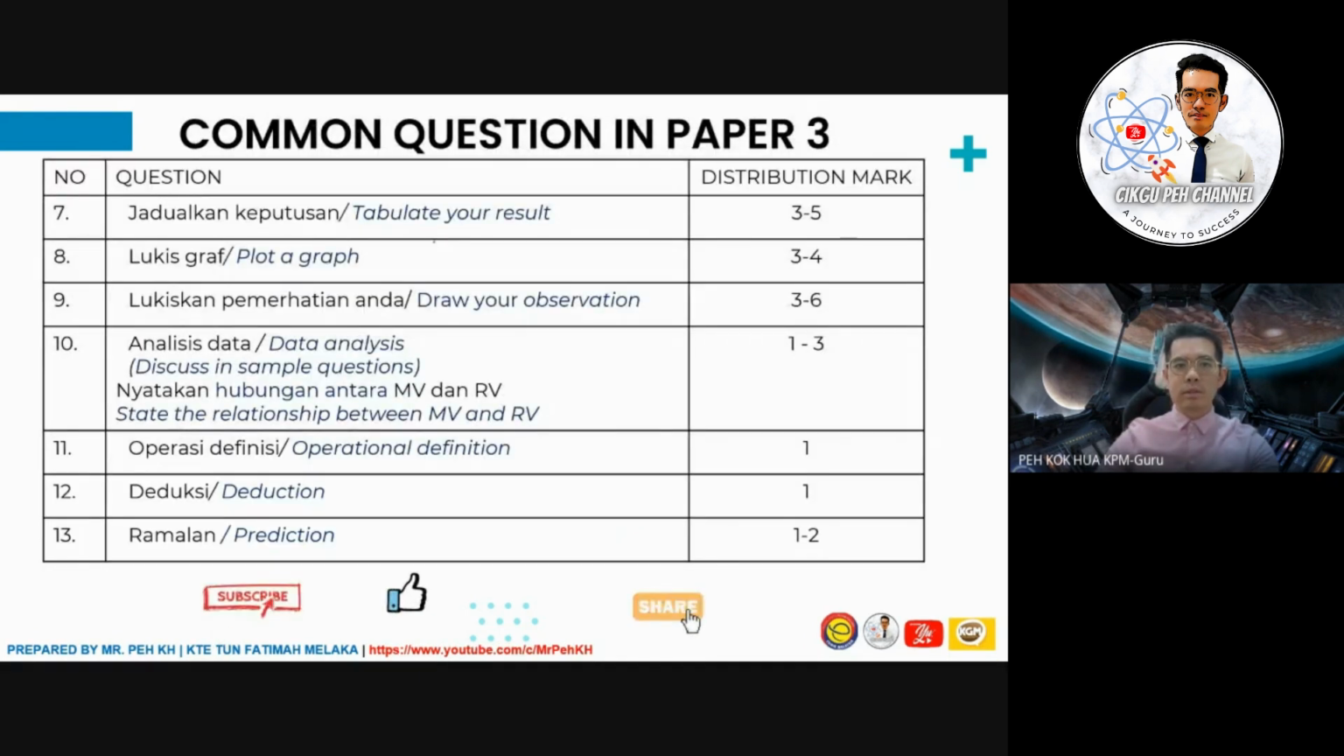Then next will be the question regarding the tabulation of your data, plotting a graph, drawing your observation, and the question regarding the data analysis, where normally you will be asked to state the relationship between the MV and RV of your experiment. Then next will be the operational definition, deduction, and prediction. So in this video, I am going to teach you how to do the tabulation and the questions relating to data analysis, how to give the answer for operational definition, and last will be the prediction.